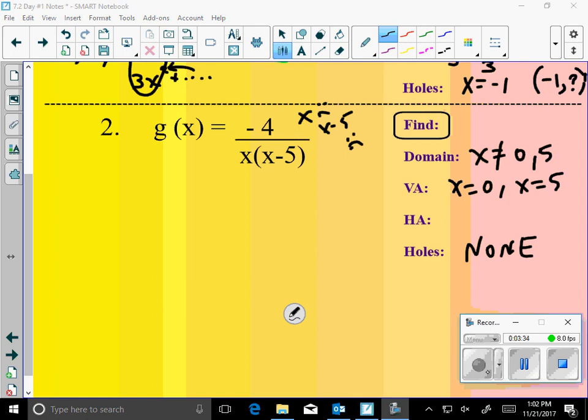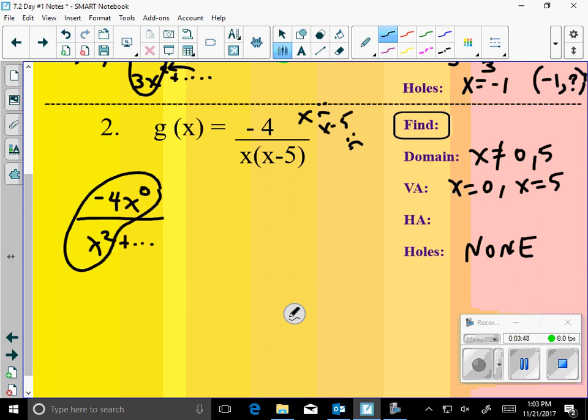Okay, and in horizontal asymptote, what's the degree on the top? x to the 0, right? And the degree on the bottom would be x squared plus some garbage. So since the degree on top is smaller than the degree on bottom, we have a Bob situation, bigger on bottom. And therefore, since Bob is a 0, we've got a horizontal asymptote at 0.